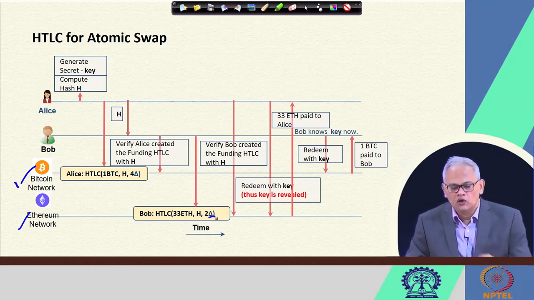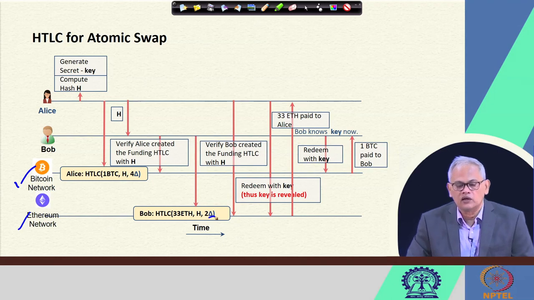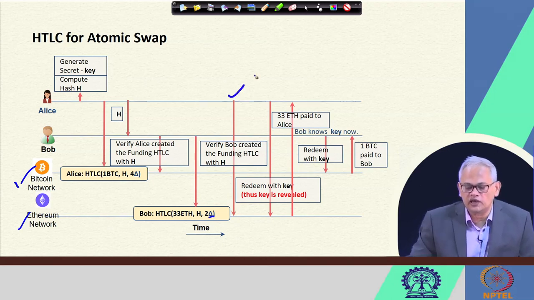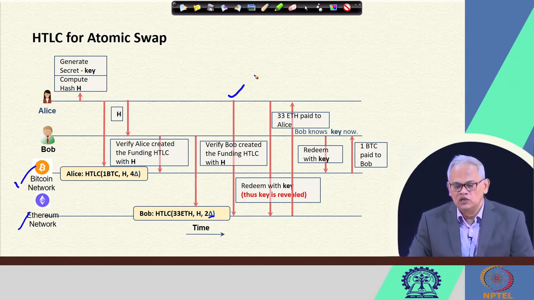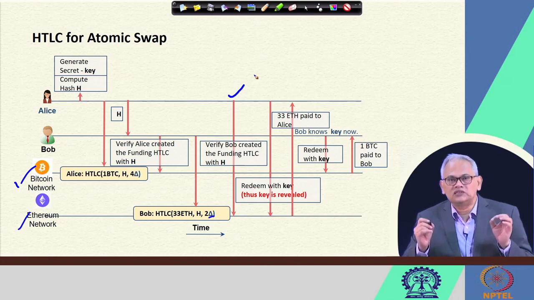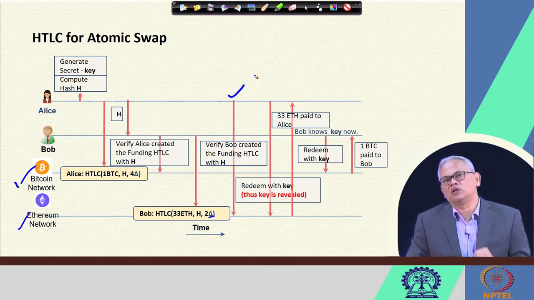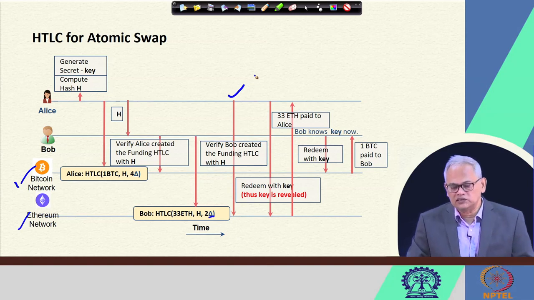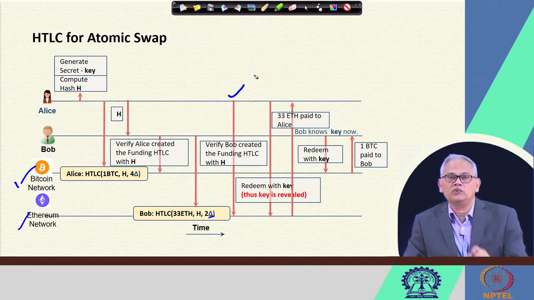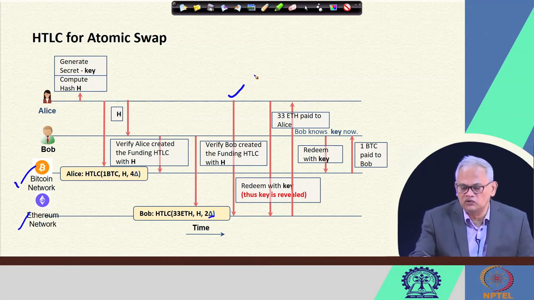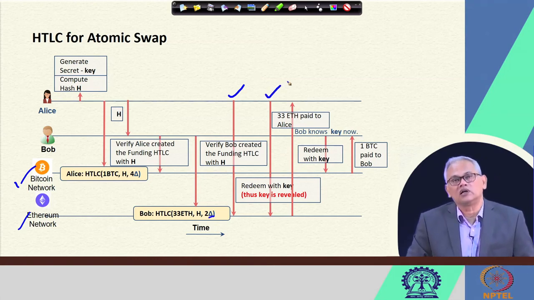So, once Bob has created this contract, Alice will check that Bob indeed has created the contract. It is also deeply buried in more number of blocks, and then Alice is sure that she can get those 33 ethers from Bob. So, Alice would reveal the key. Whatever contract Bob had created can be used for claiming only when the key is revealed, but Alice knows the key. So, Alice now reveals the key and claims those 33 ethers.